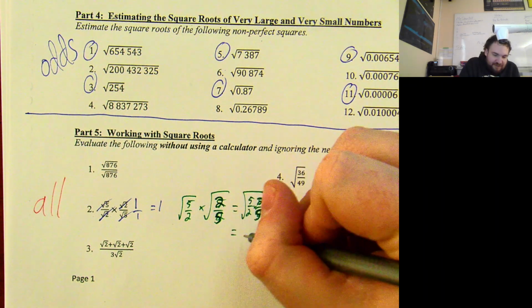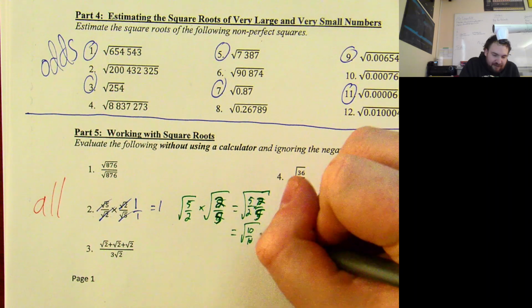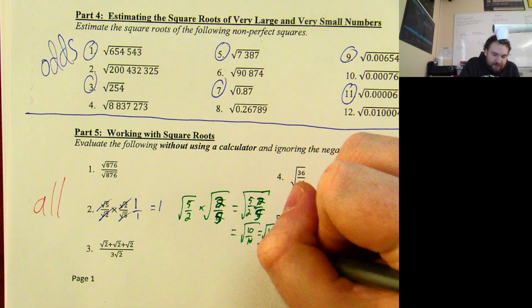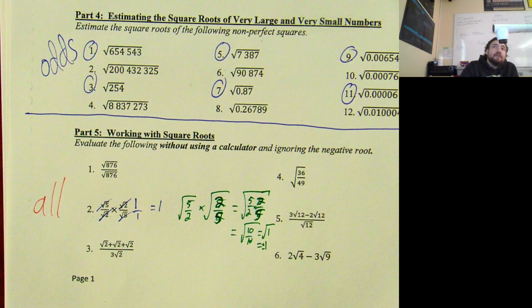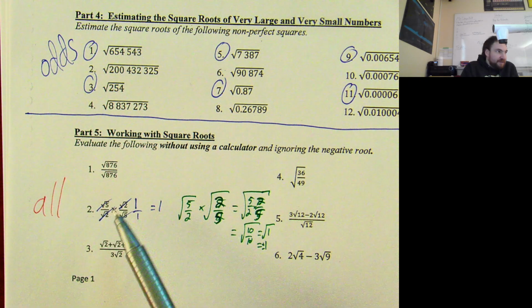Which is just going to be the square root of 10 over 10, which is the square root of 1, and the square root of 1 is 1. Well, technically it's plus or minus 1. So you can think of it that way too, which I didn't explicitly say in class yesterday, but is something that we can do. But the cross simplifying is what I was hoping you would notice.